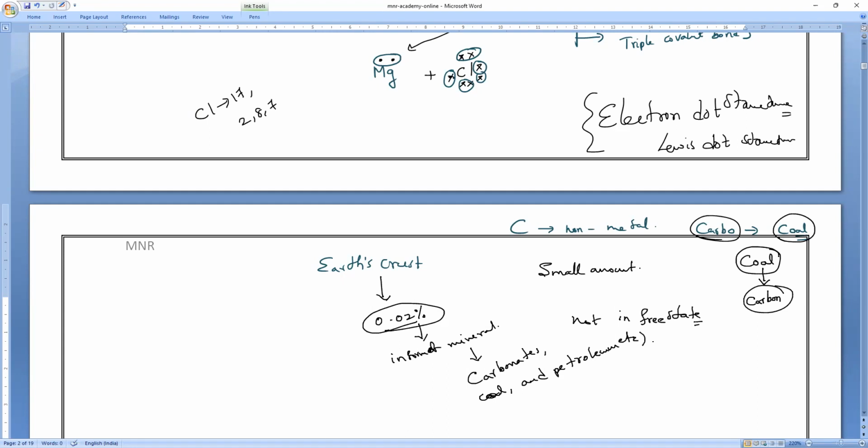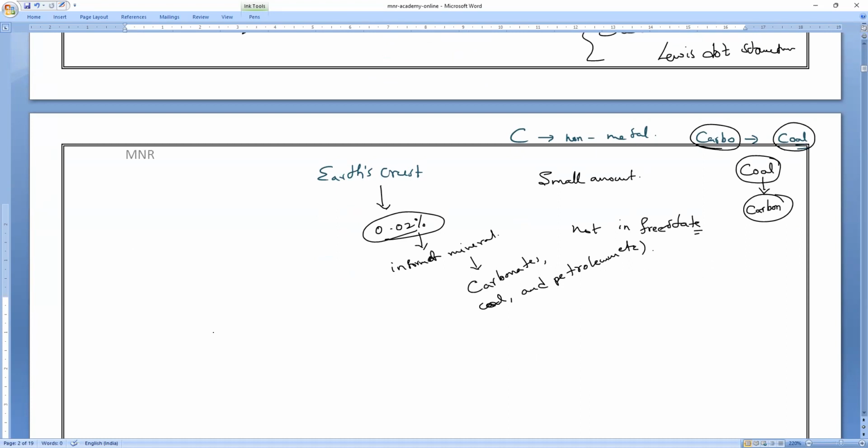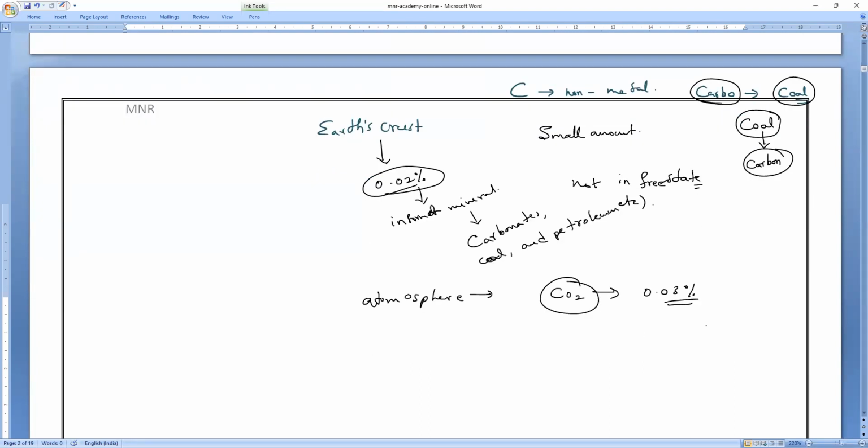And if you take the atmosphere, it is only present in combined form. Can you tell me what is the form which is present in the atmosphere? You used to study that. Carbon dioxide. In the atmosphere, it is present only in carbon dioxide form, which is what percentage, everybody? Carbon dioxide percentage is 0.03 percentage. So it is extremely small.